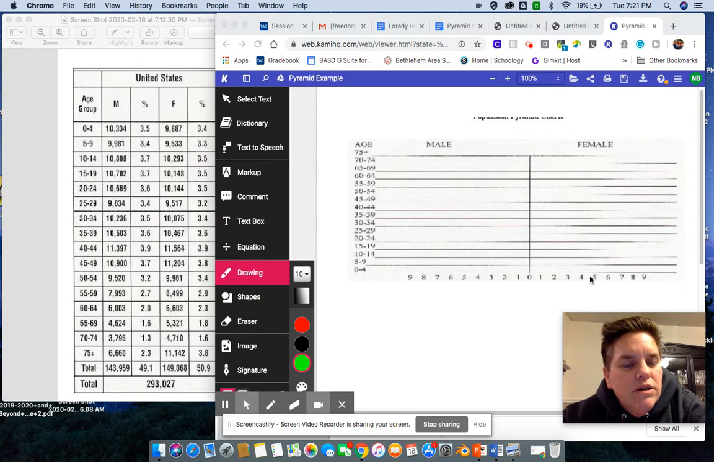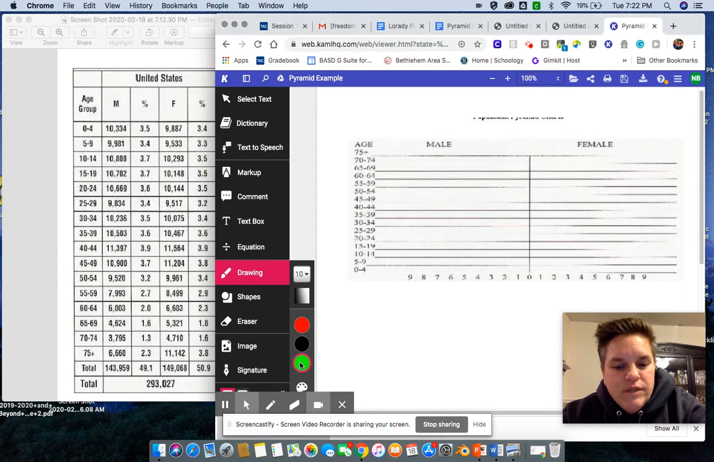So we will take a look here for 0 to 4 in the United States. There are 10,334 males that are aged 0 to 4. And we're looking for the percentages when we're trying to graph this because that's what your x axis is asking for. So we are going to graph 3.5% for 0 to 4 because 10,334 is 3.5% of the total, which is down here.